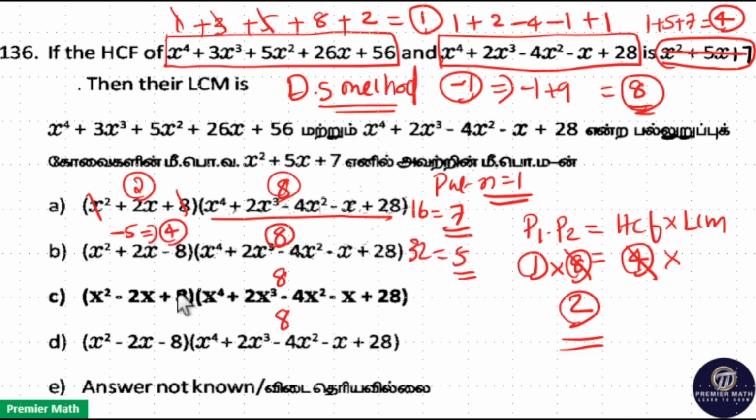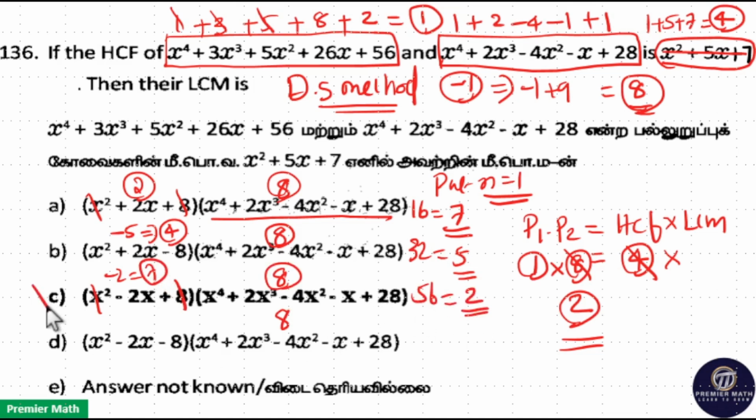Now here we have 8 plus 1, 9. So minus 2 is the digital sum means 7 is the digital sum. So 7 into 8 will give you 56. 56 means 5 plus 6, 11. So 1 plus 1, 2 is the digital sum.